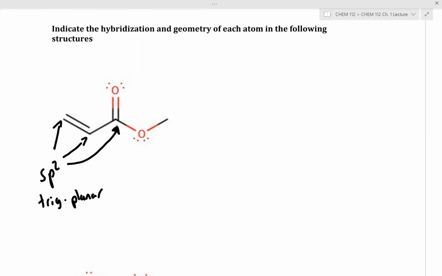Now, looking at this methyl substituent here, what is the hybridization of this carbon indicated, of a methyl carbon? sp3. Yep. And it would adopt what kind of geometry? Tetrahedral.